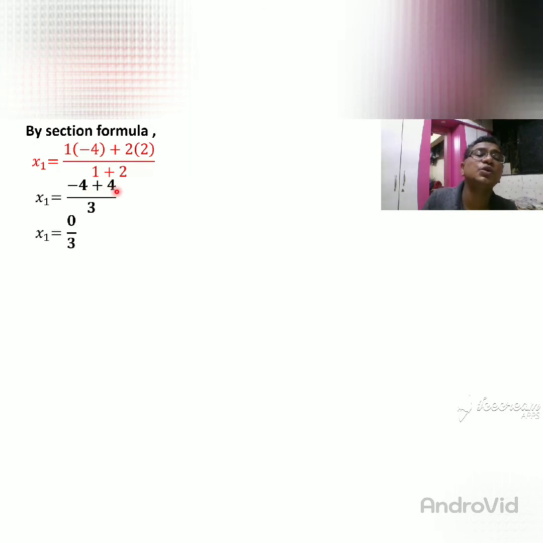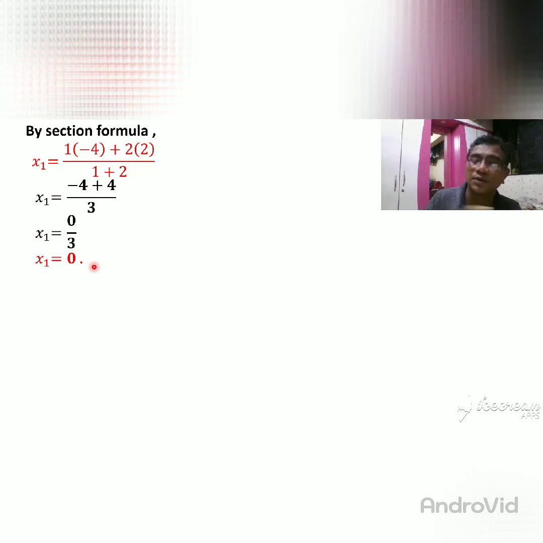So you are getting 0 upon 3. Here I write minus 4 plus 4, the sign is not the same, subtract. So you are getting 0. The denominator is 3, so I write here 3. 3 divided into 0, 3 0s are 0. So x1 is equal to 0. So x1 is equal to 0. Okay, this is the value. This is the x1 I am finding.